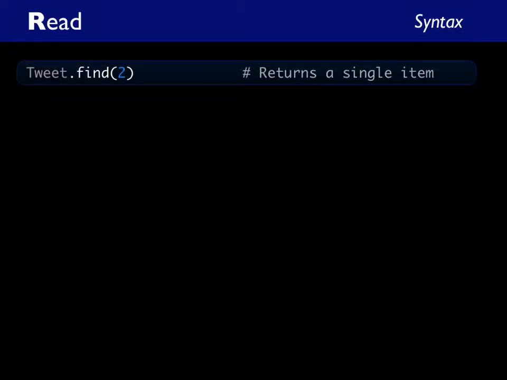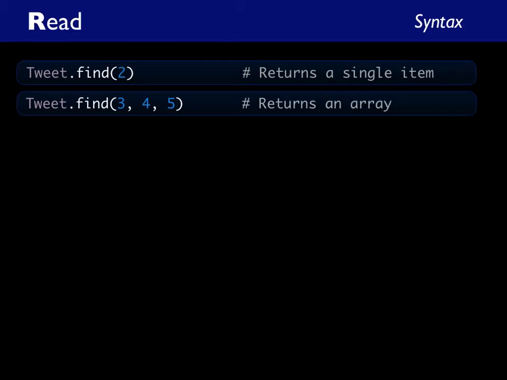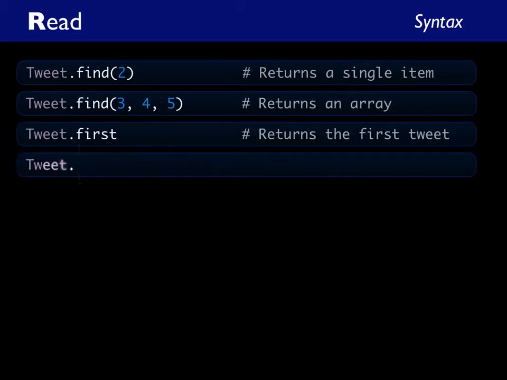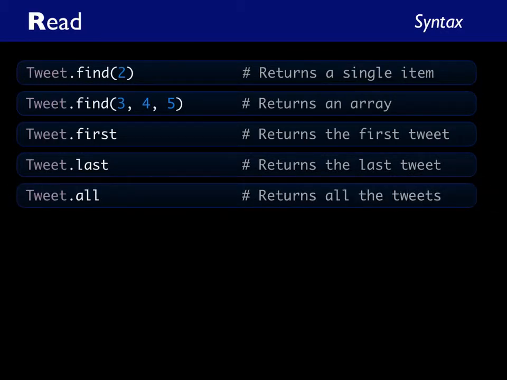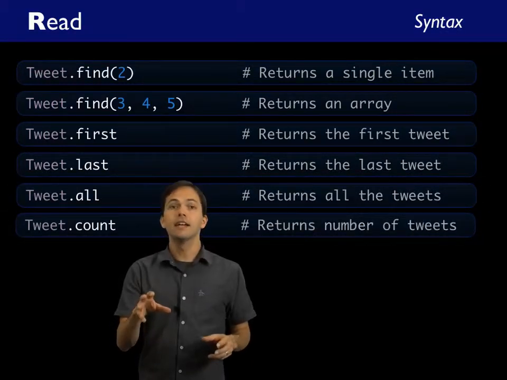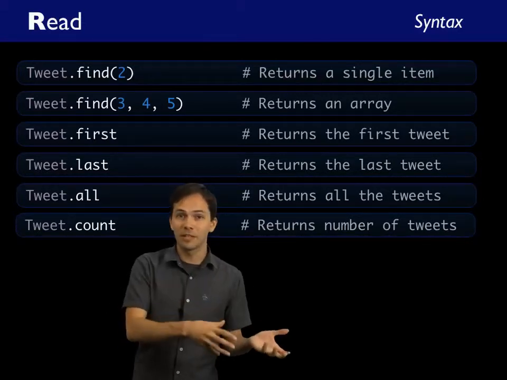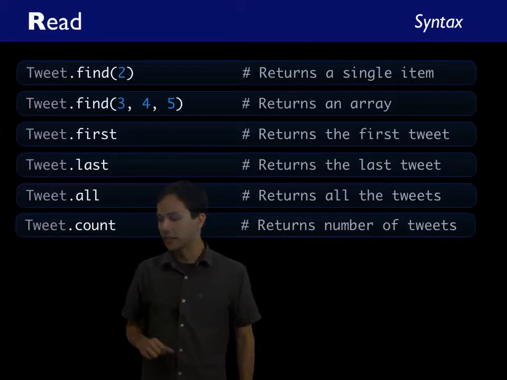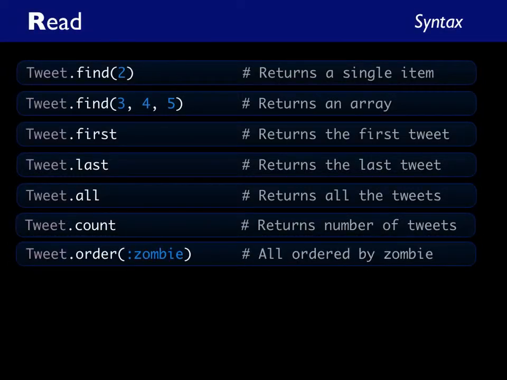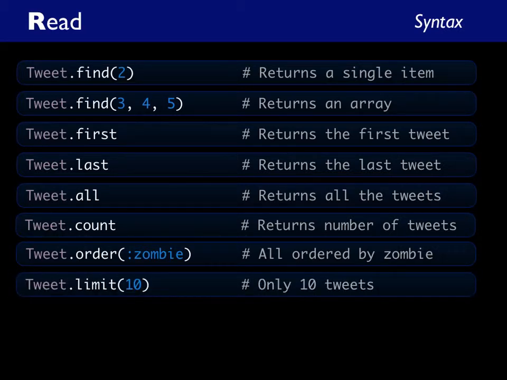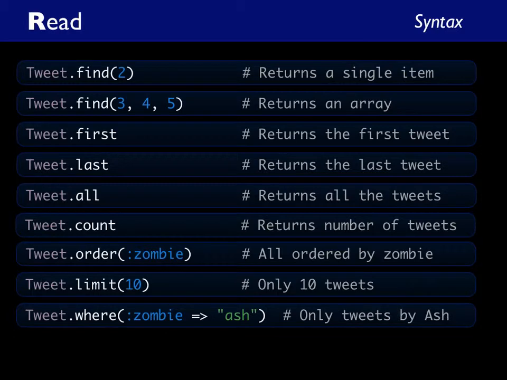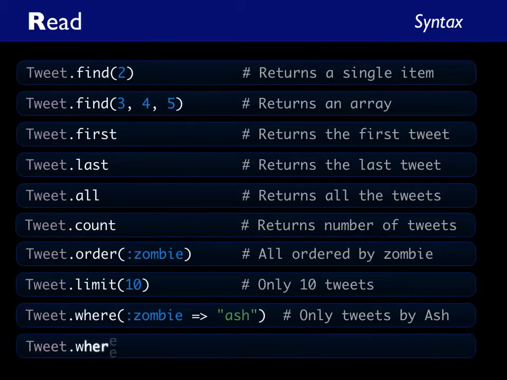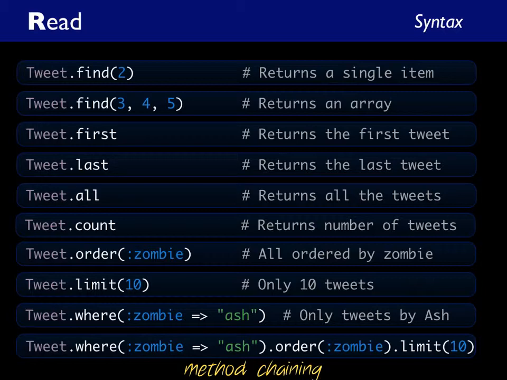Next up, for reading, there's lots of ways we can read data out of the database. We can find a particular item with an ID number. We can find a bunch of items and it will return an array. We can find the first one. We can find the last one. We can find all of them. We can count them. And the interesting thing about count here is that it's actually doing this the correct way. It's not going to the database, pulling everything out, and then counting it. It's actually going to be doing a count query on the database and returning that number. We can also get all the zombies and order them by the zombie name. We can limit the number to 10. We can say, get us all the zombies where the zombie name equals Ash. Or we can put all these different methods together to do something we like to call method chaining.